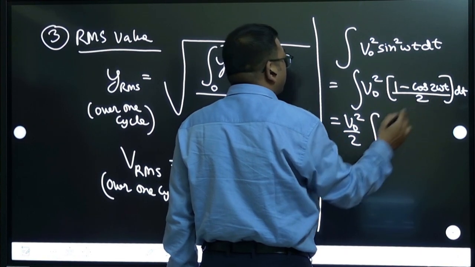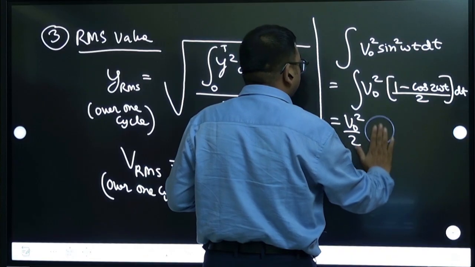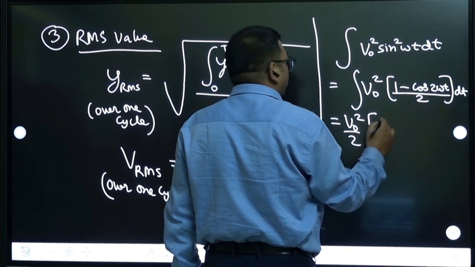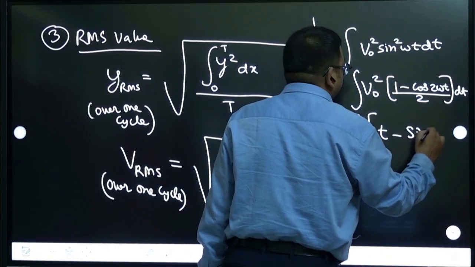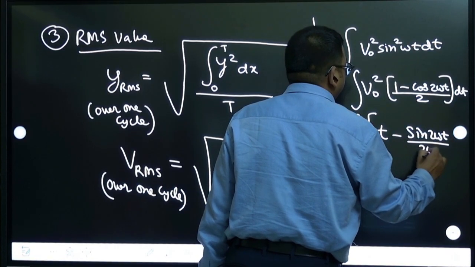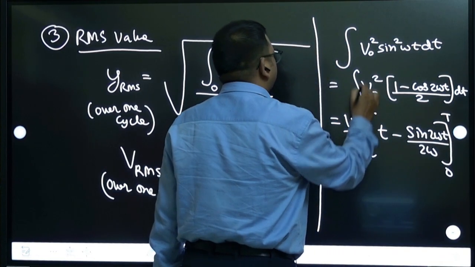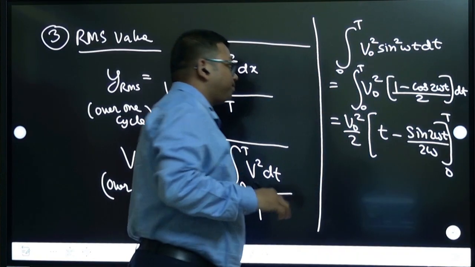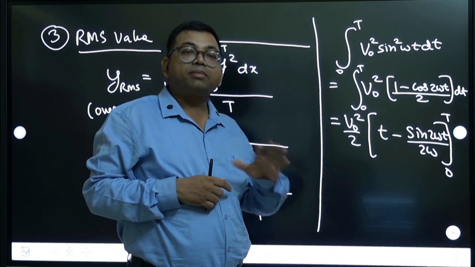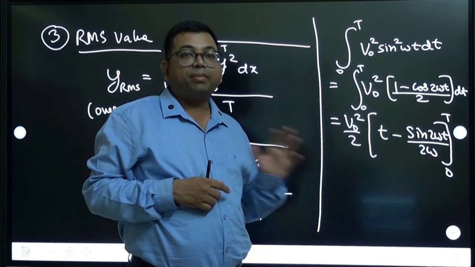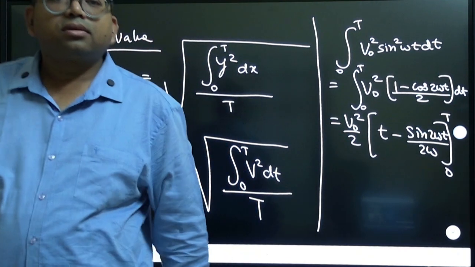Then I will directly do the integration. Integration of 1 will give t, and integration of cos will give sine 2 omega t divided by 2 omega. And now we need to substitute the limit 0 to T. We are taking over one cycle, 0 to T. Now this result that I am going to derive, you have to remember it.